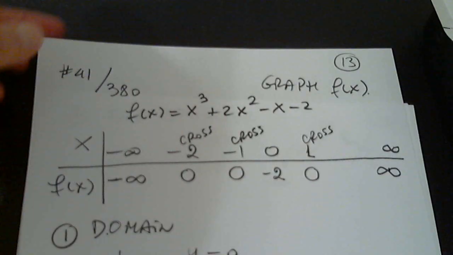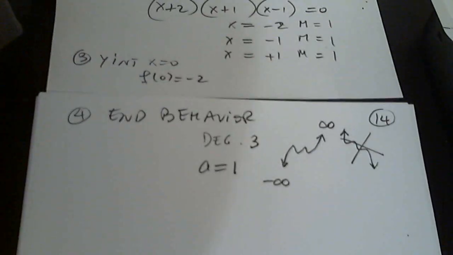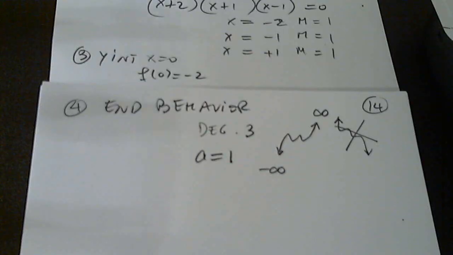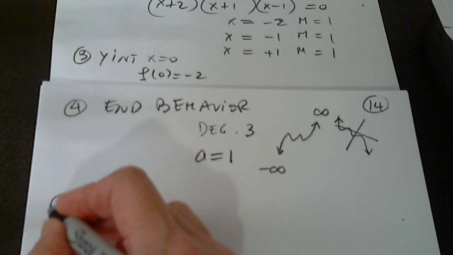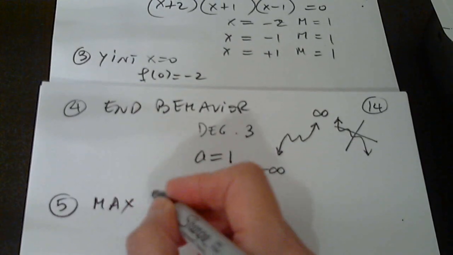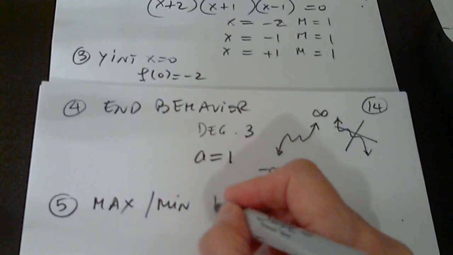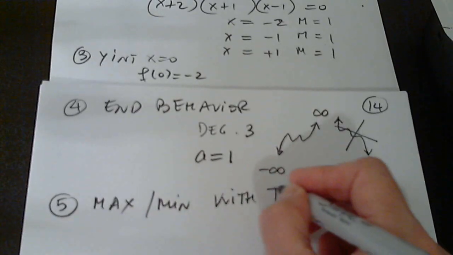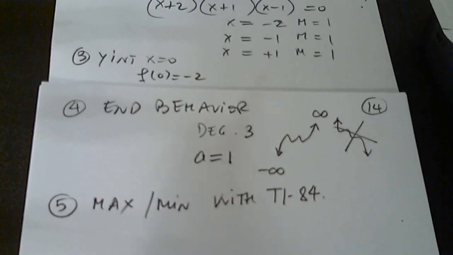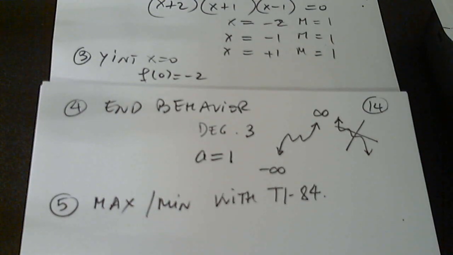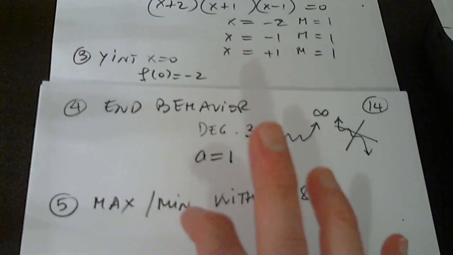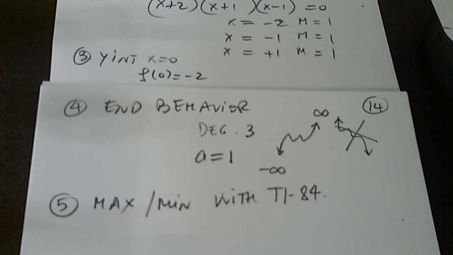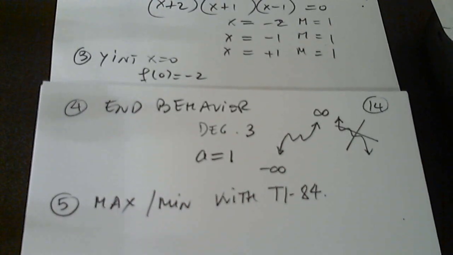Okay, next step. Step 5: max and min with the TI-84. In this class, we don't know how to do it without a calculator. In the next class, we will be able to determine the max and the minimum without a calculator. But in this case, we cannot.